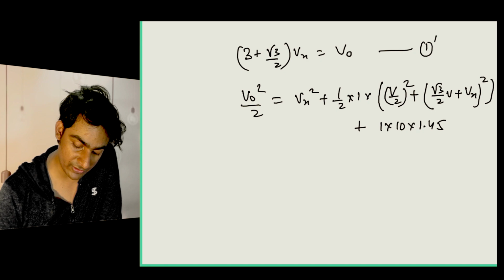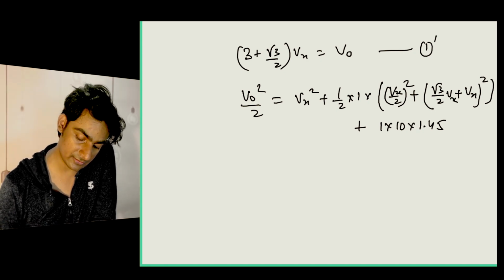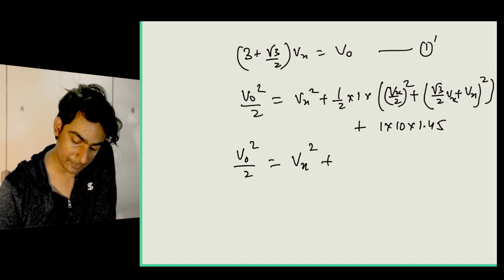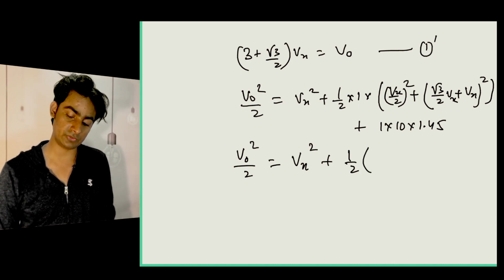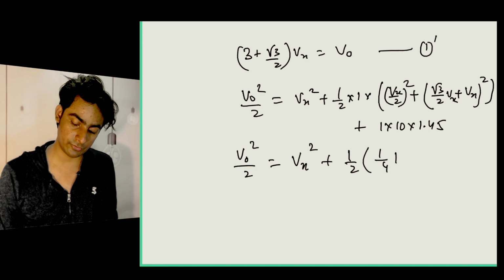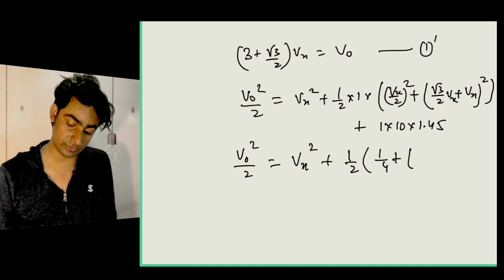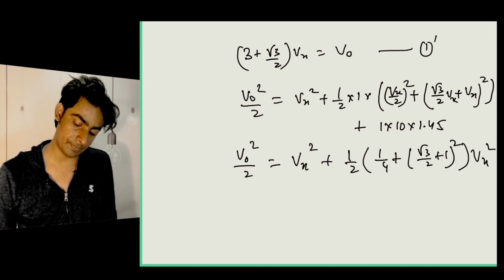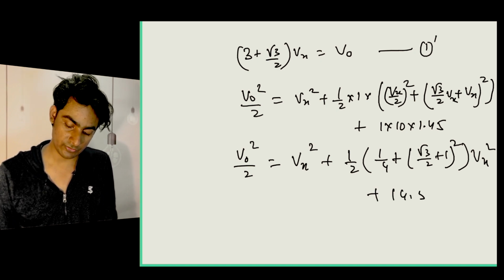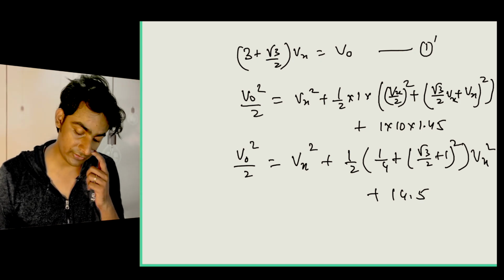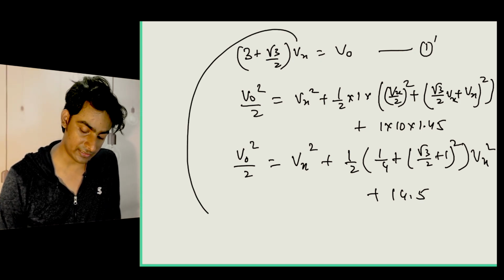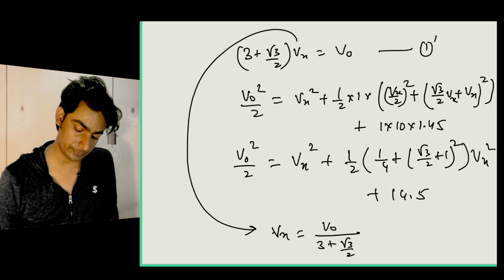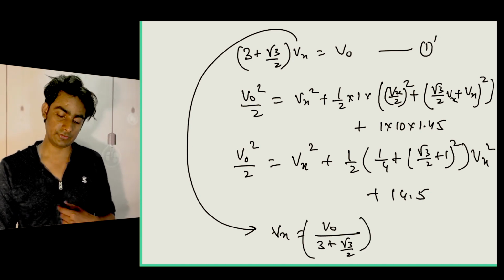Okay, so how many variables? Let's just replace v with vx. What we got here is v0 square by 2 equals vx square plus 1 by 2 into vx square by 2, so vx square by 4, plus vx square we can take common, (root 3 by 2 plus 1) whole square, plus 14.5. Now this vx we can replace with v0 by (3 plus root 3 by 2). Okay, so this is the vx.